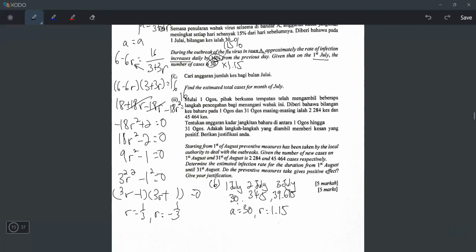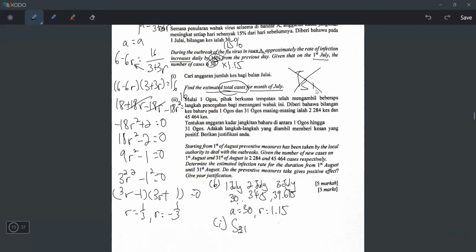Okay. And then they say what? Number 1, find the estimated total cases for the month of July. So the total cases for the whole of July, it will be S30. Okay. No. S31. Because July has 31 days. All right. Not T31. Not T31.